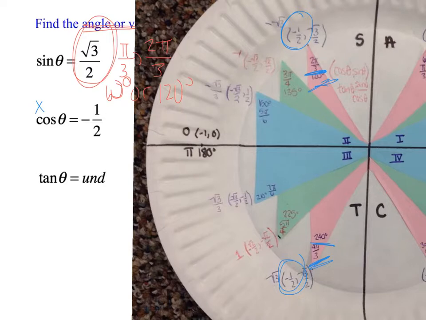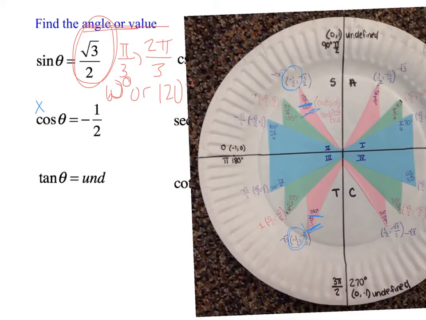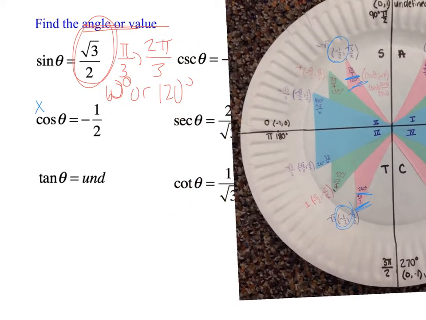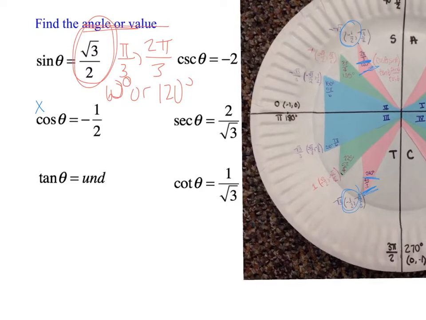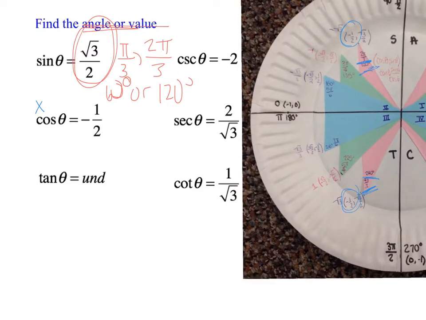So I'm just going to stick to radians for now. So I'll have to list so many. And just go on what your directions say, whether they want it in radians or degrees. If they don't tell you, use radians. So in radians, the cosine of negative 1/2 is at 2 pi over 3, and also at 4 pi over 3.